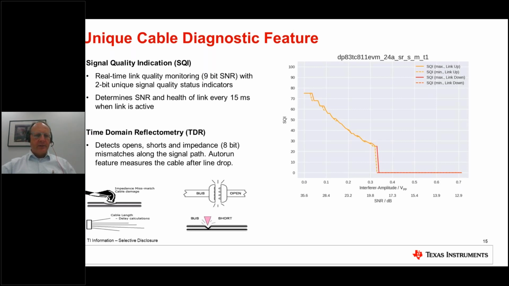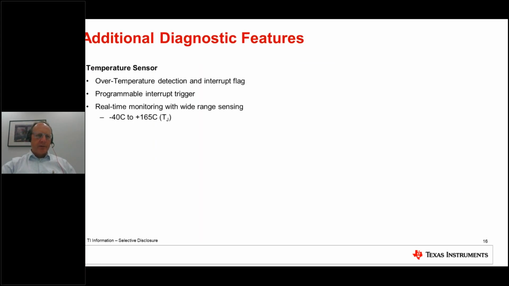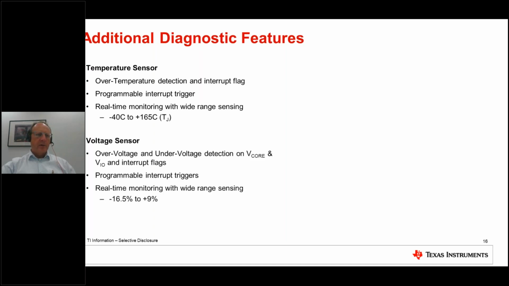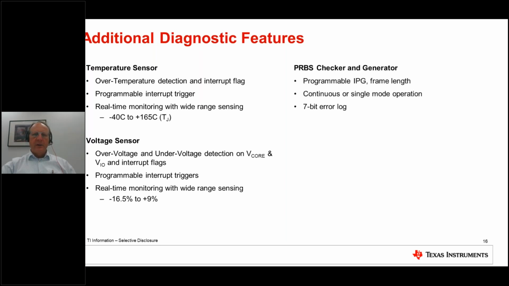When the link goes down, you can do time domain reflectometry. So 8 bits of resolution to measure your signal path and to find out at what length you have a cable break, to detect whether there's an open or a short on the wire. Additional diagnostic features: over temperature sensor, wide range, programmable with a trigger for an interrupt; over voltage sensor, also wide range and with interrupt; a pseudo random number bit sequence checker and generator, to do a bit error rate test in the field when you deploy it.